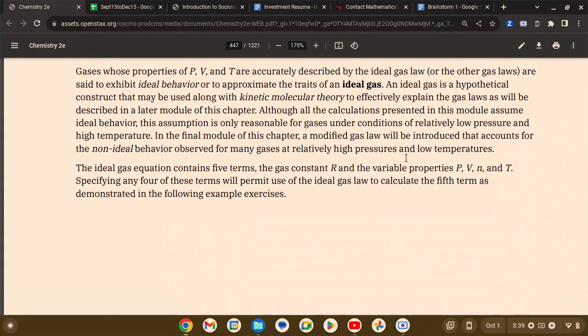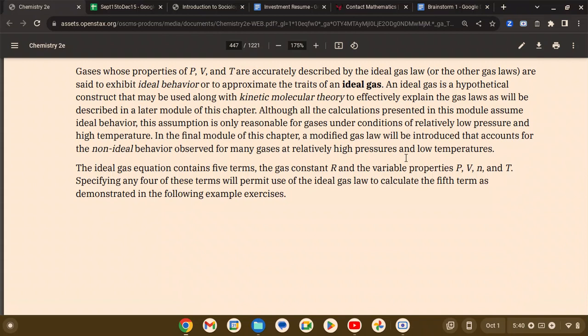Gases whose properties of P, V, and T are accurately described by the ideal gas law are said to exhibit ideal behavior or to approximate the traits of an ideal gas. An ideal gas is a hypothetical construct that may be used along with kinetic molecular theory to effectively explain the gas laws, as will be described in a later module of this chapter.